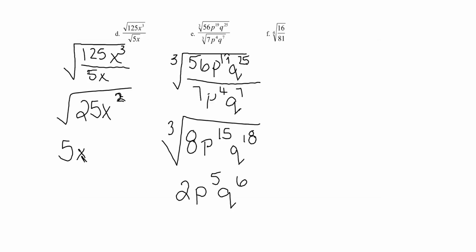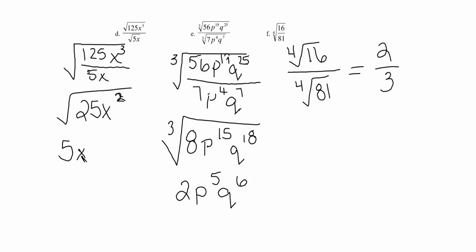Now F, if you look at it, it is already written as one large fraction. However, I can't take the fourth root of 16 over 81, but if I split it up, I can take the fourth root of each. So if I write it like this, then I can simplify it. The fourth root of 16 is 2, and the fourth root of 81 is 3. So our answer is 2/3.